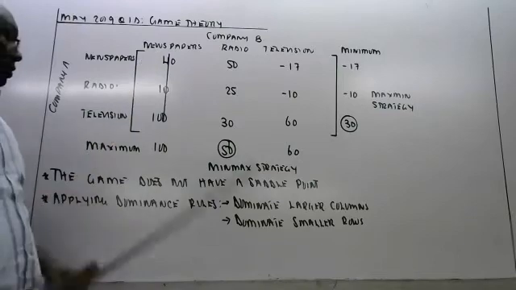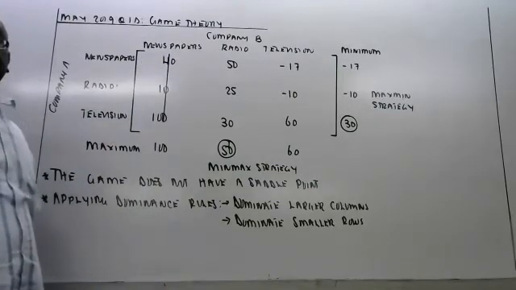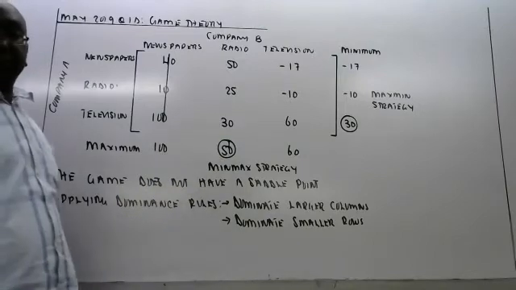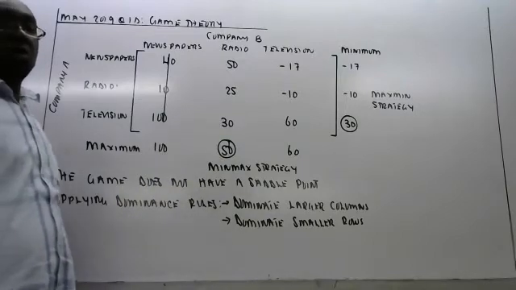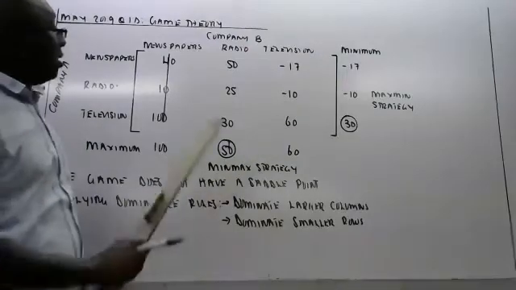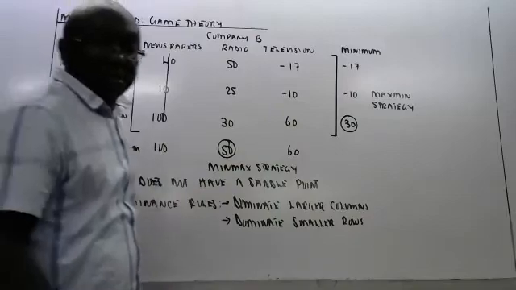From there, check the row that is smaller of these ones that have remained.